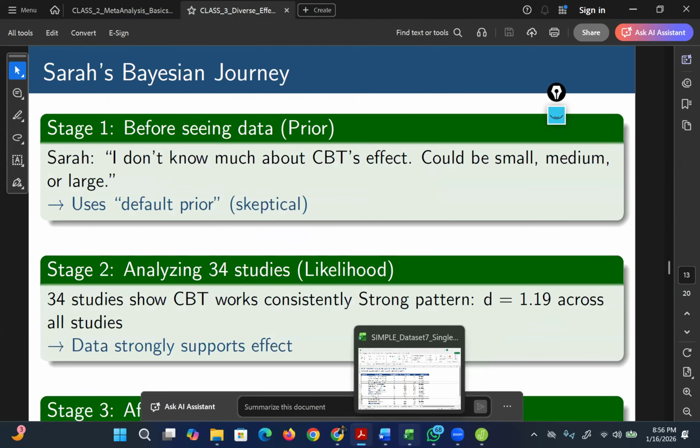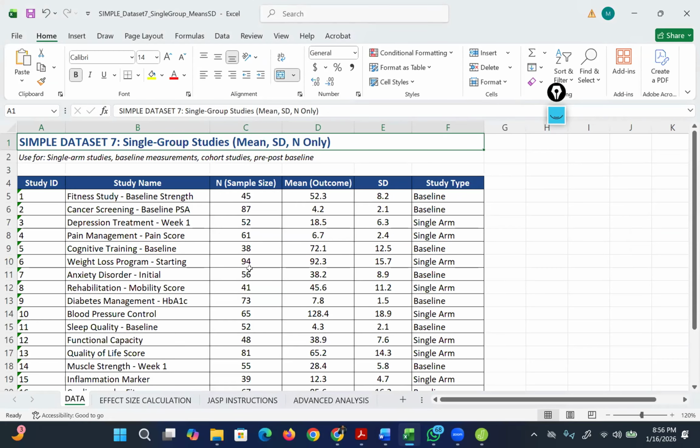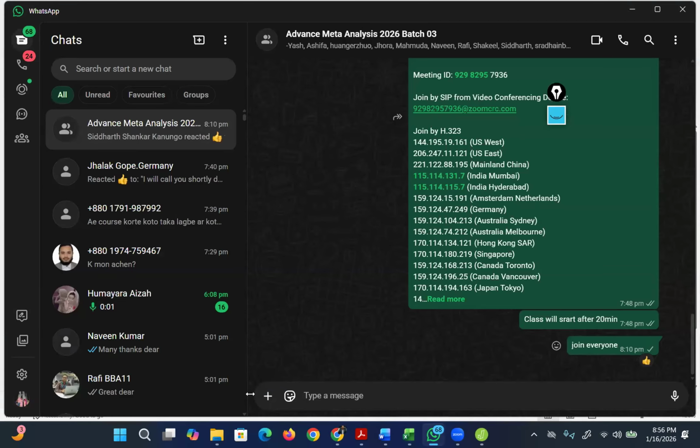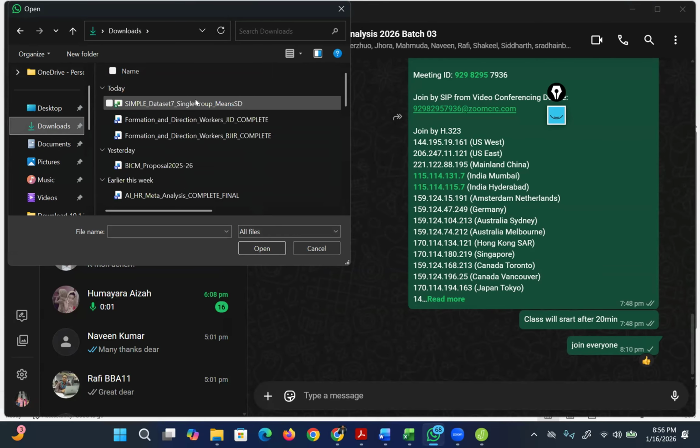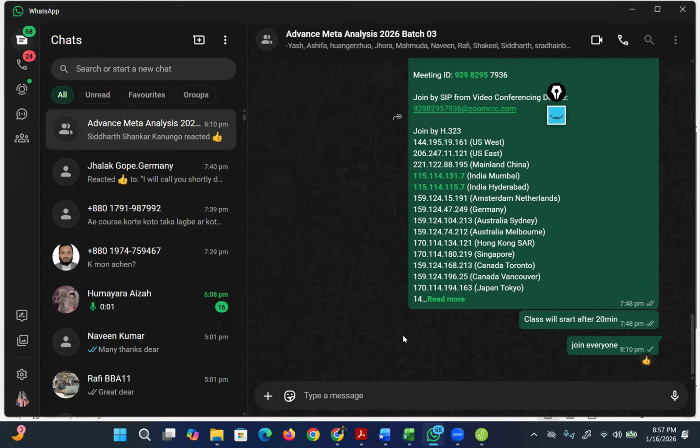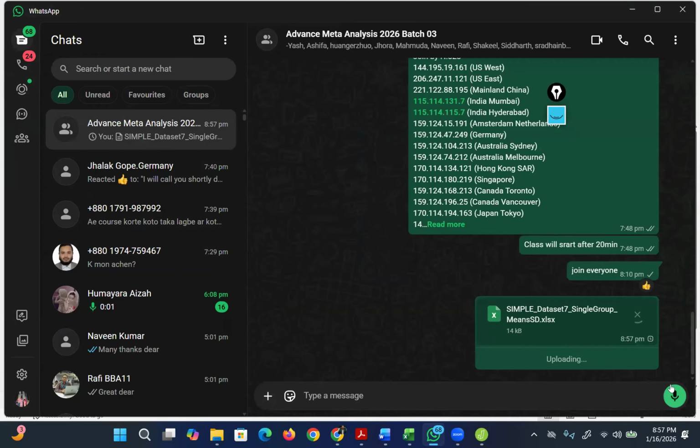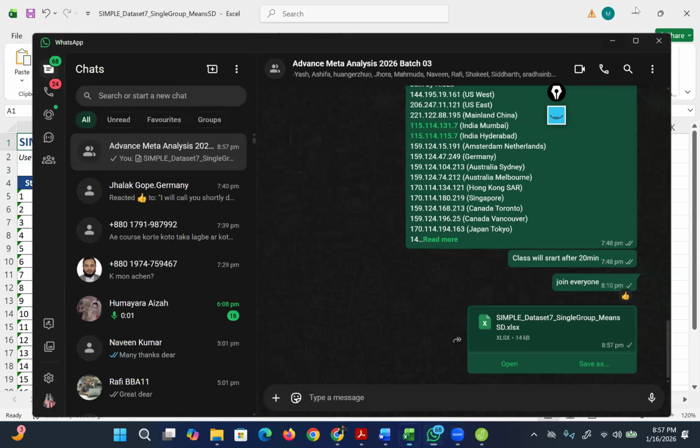Now, my dear learners, what I would suggest is that let us do a practical work. So now I'm sharing in my group this study material, the single group file. I shared it in the WhatsApp group.